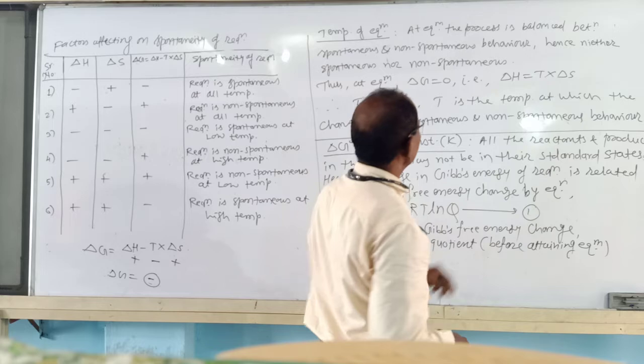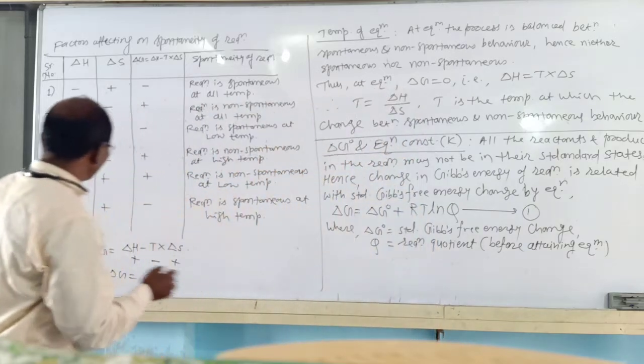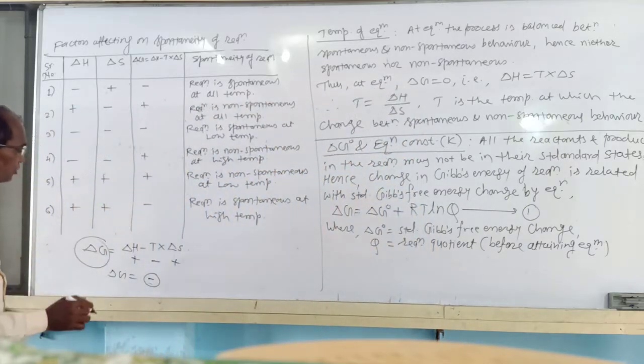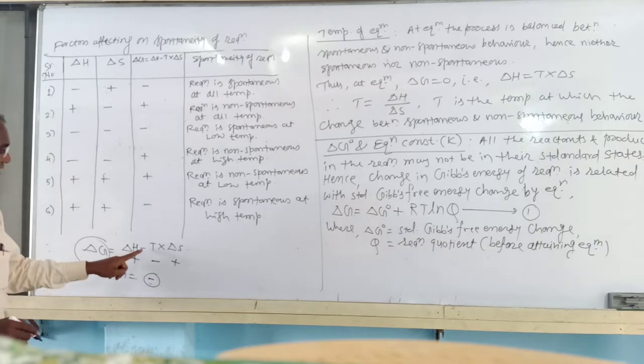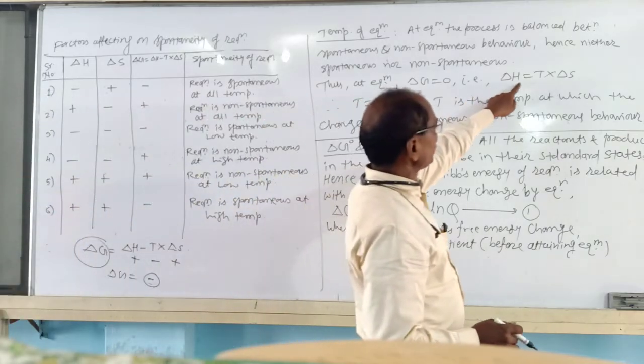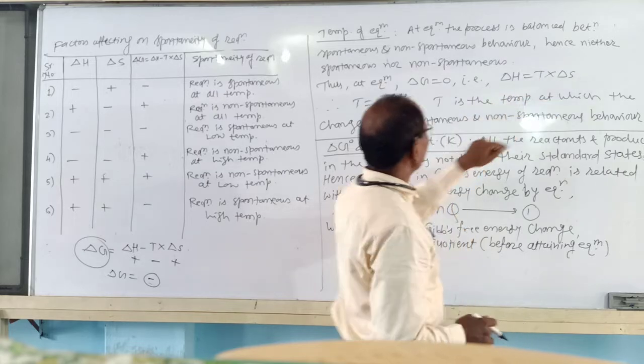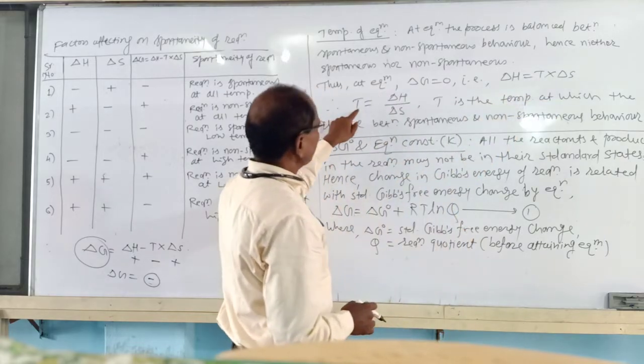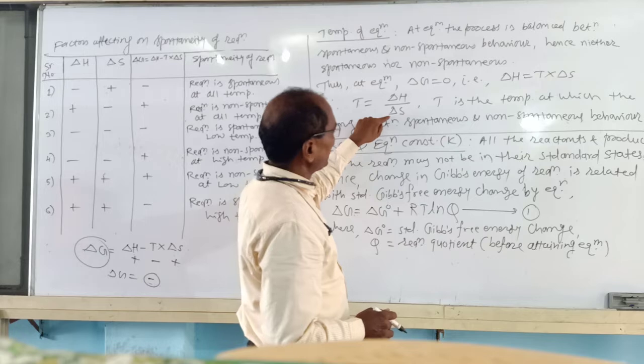That is, ΔG is equal to 0, means 0 is equal to ΔH minus TΔS. That is, ΔH is equal to TΔS. Or therefore, T is equal to ΔH upon ΔS.